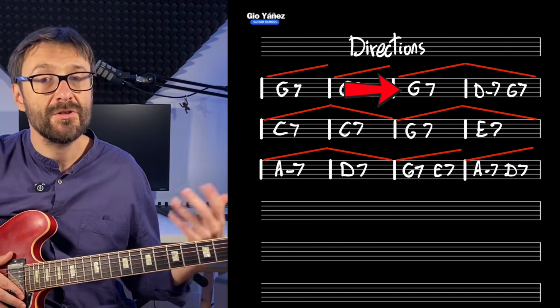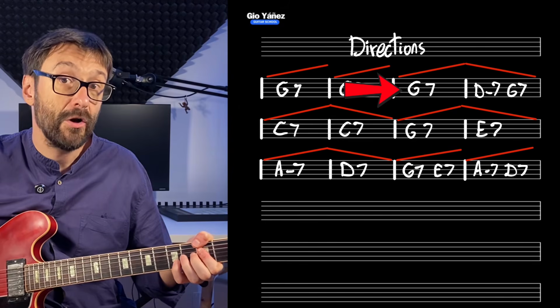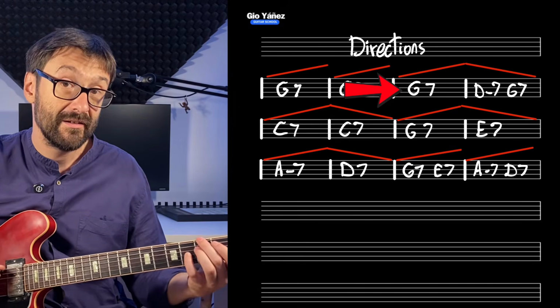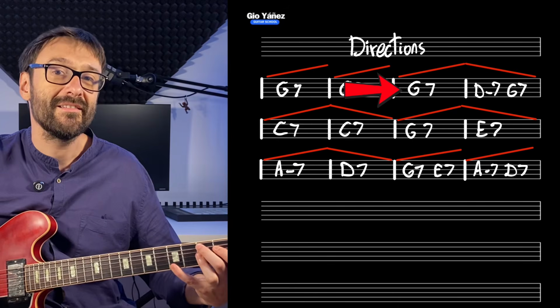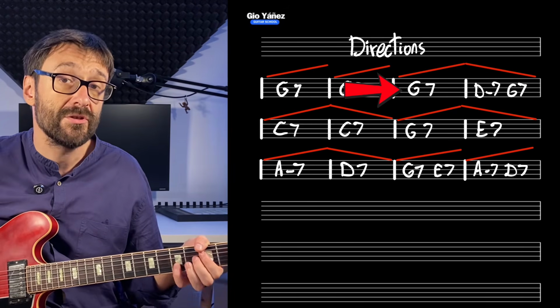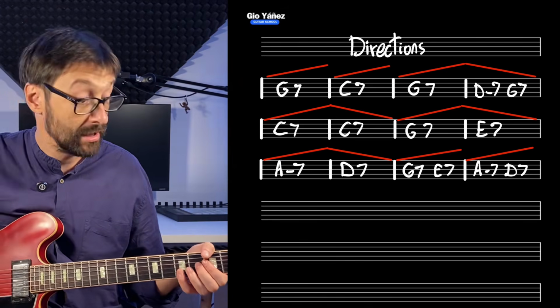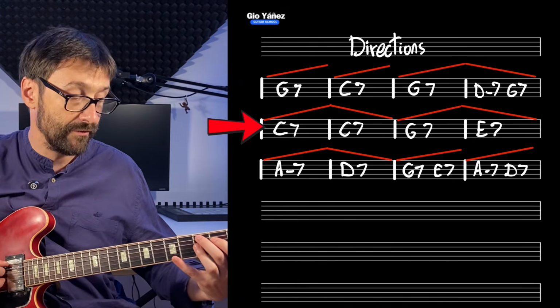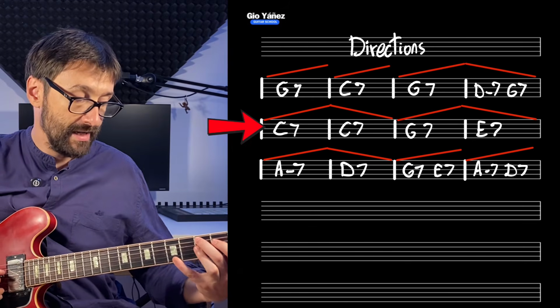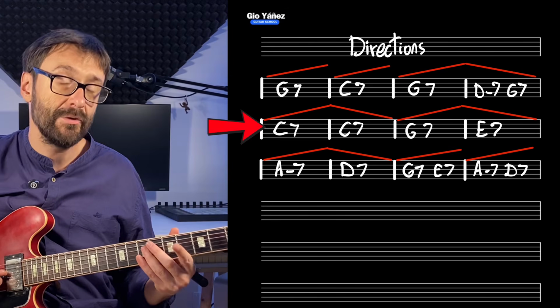Now we have 2 measures with the same chord, the tonic chord, followed by a 2-5 in order to prepare the arrival of the 4th degree. In these 2 measures, we are just going to play the scale up and down. After that, we arrive at the 4th, and here we will be playing the scale up and down during 2 measures.